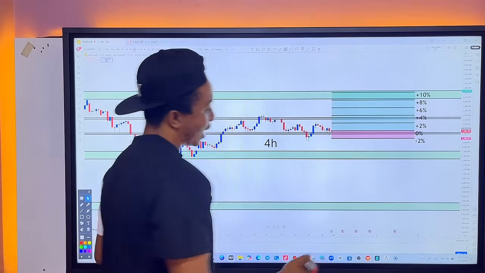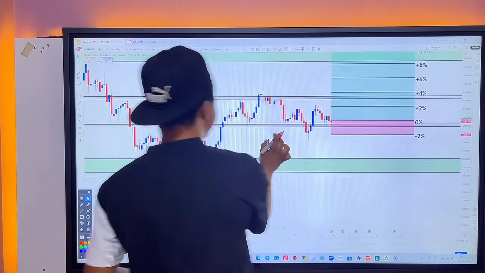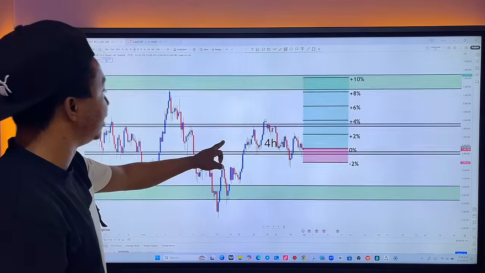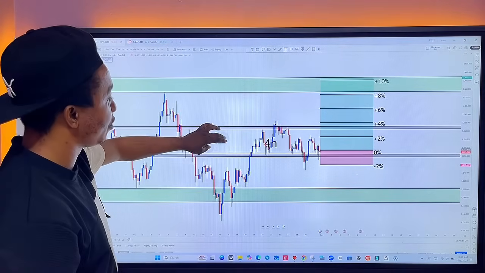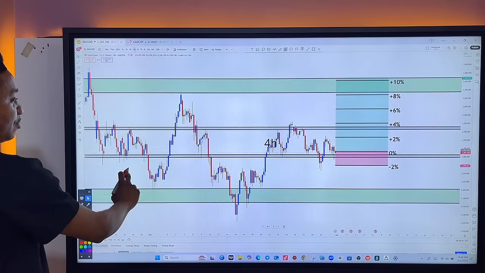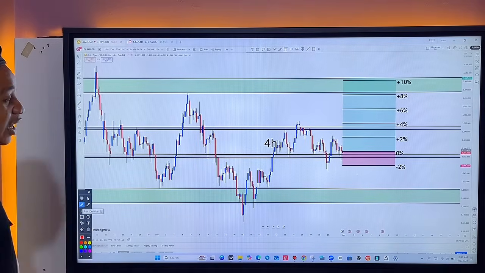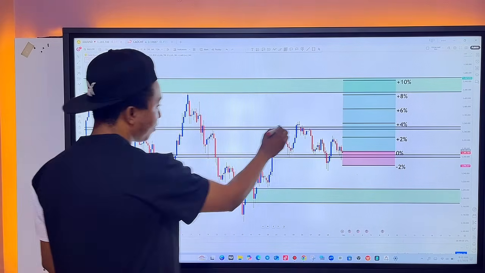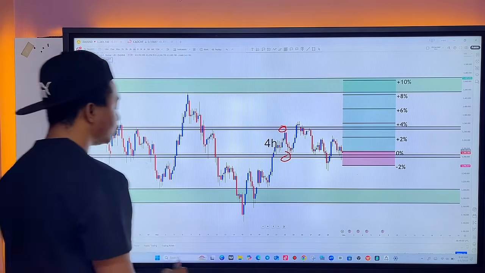So this is the 4H time frame of gold. On the 4H time frame, let's add another meaning to this also. This is how we're going to pick our entry. We're looking for a buy, of course, to the upside. Let's explain the 4H time frame. If you look closely, we have the 4H upper zone and then the 4H lower zone as well.